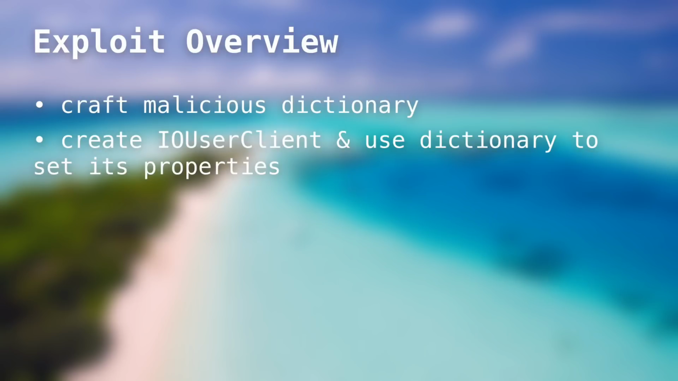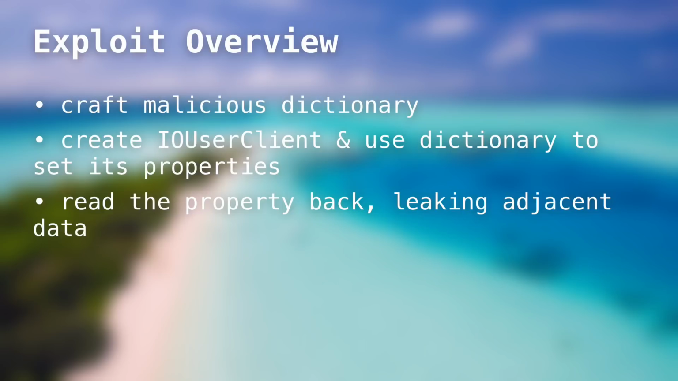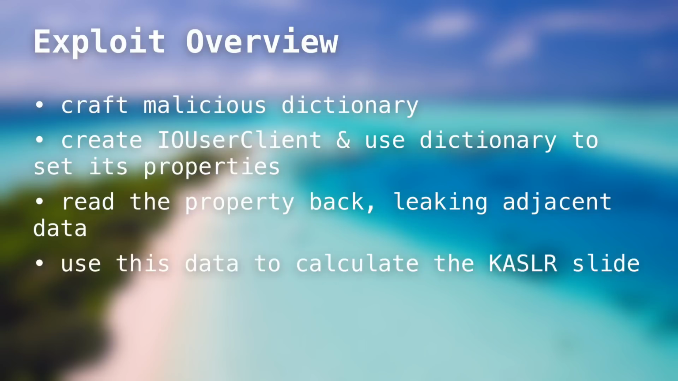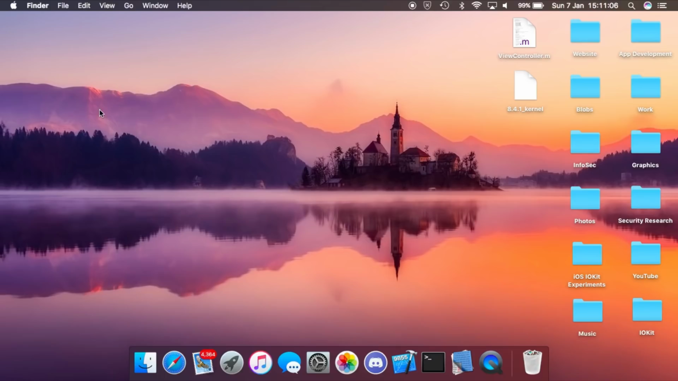First of all, we're going to craft a malicious dictionary, which is then going to allow us to create an IOUserClient object in the kernel, and use the dictionary to set properties, which we'll then use to set a malicious property with an extremely large number that shouldn't normally be accepted. Then we're going to read that property back, which is going to allow us to leak data that we shouldn't have access to, and then we'll use that to calculate the KASLR slide. That's essentially the exploit overview at a higher level.